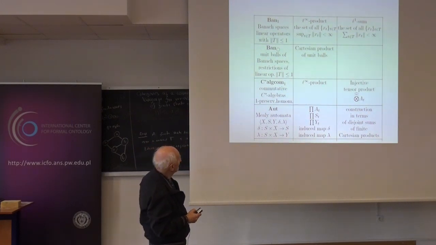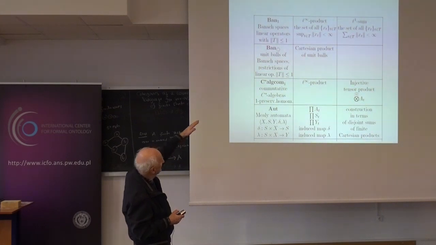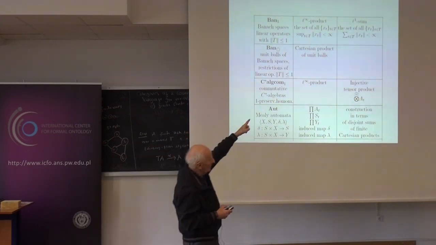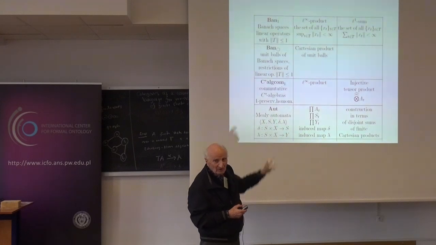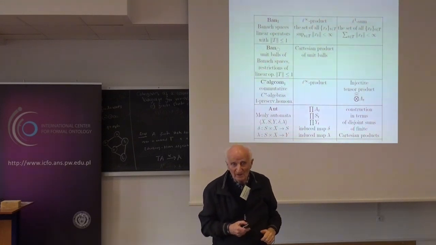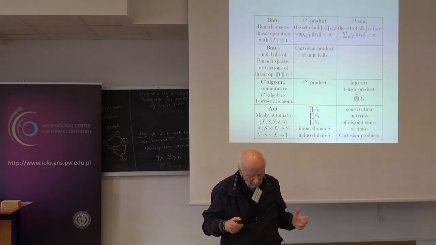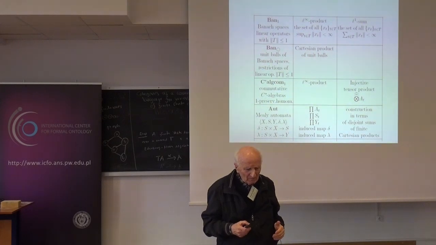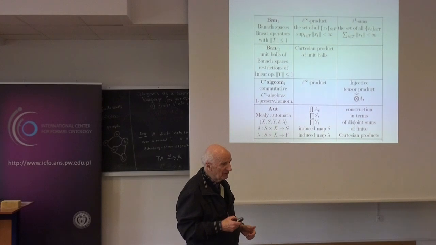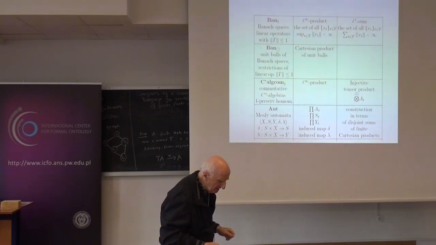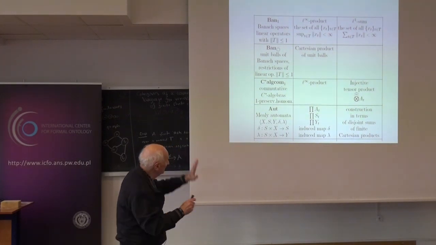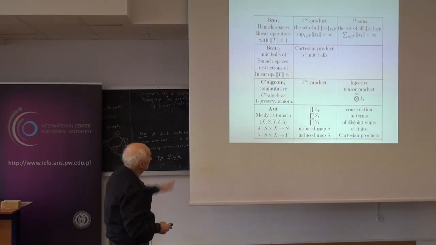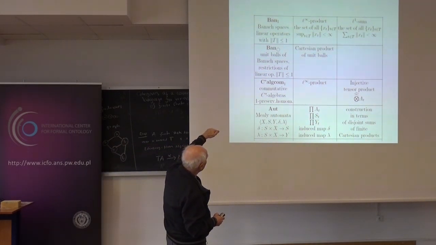See, it's an equivalent category. And if you take only unit balls, again, you get Cartesian product. That means the categorically proper forgetful functor for Banach spaces is not the whole linear space, but only the unit ball, and then it fits nicely.